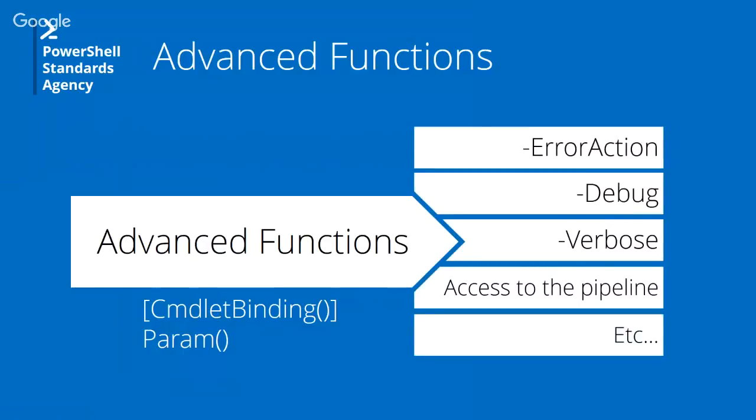Advanced functions give you access to these parameters: error, action, debug, verbose. There are other ones as well, but we're not going to look at any of them. You've got things like what if as well.